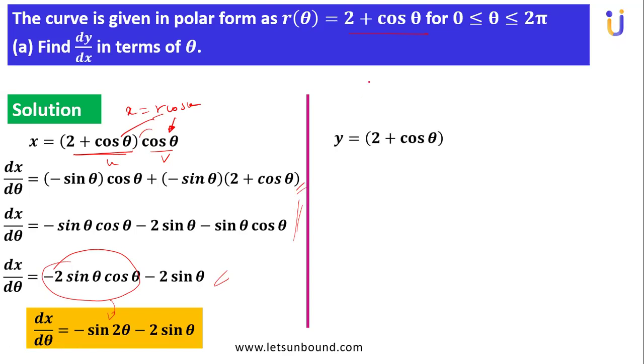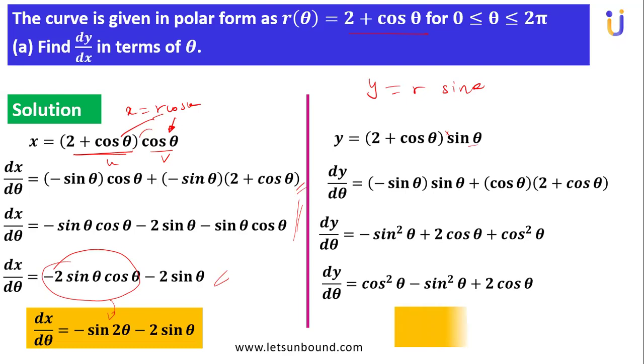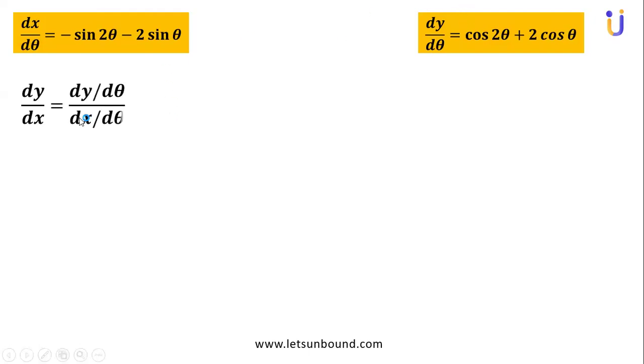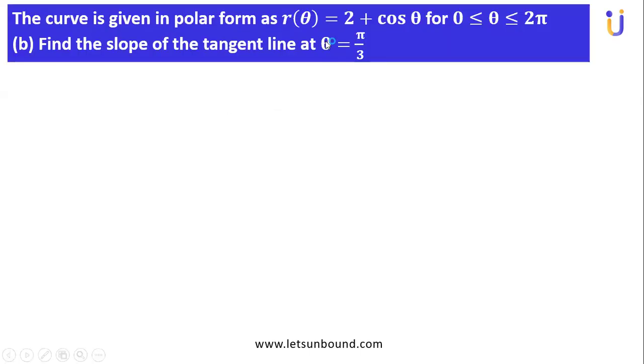y is r sine theta. So r is 2 plus cos theta, and sine theta. They are in product, so uv method again, apply that and simplify. Here I did some simplification, but still you can stop here or here or here. Now dy by dx is, you have dx and this, write the formula like this. So this is your dy by dx. And this will always help us in slope and tangent line questions, so it's very important.